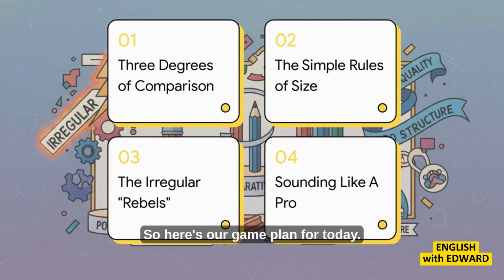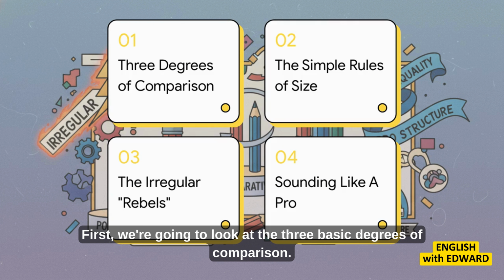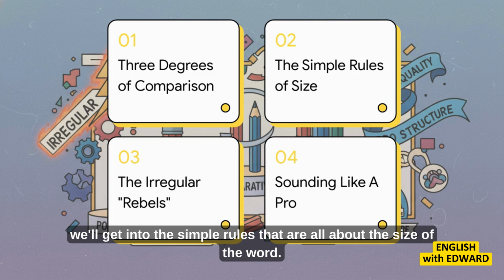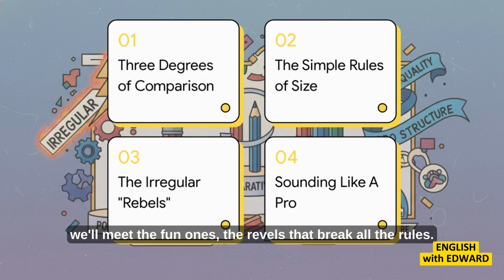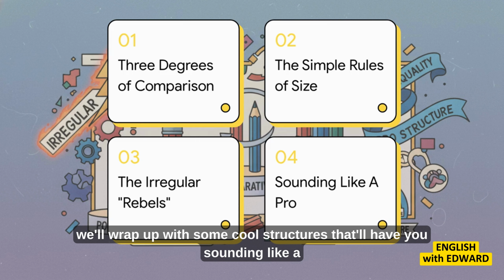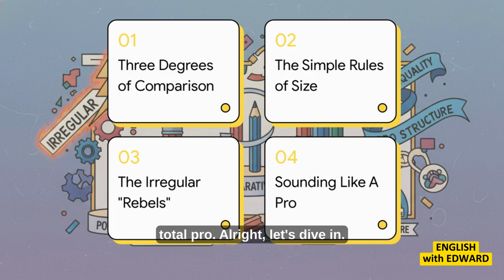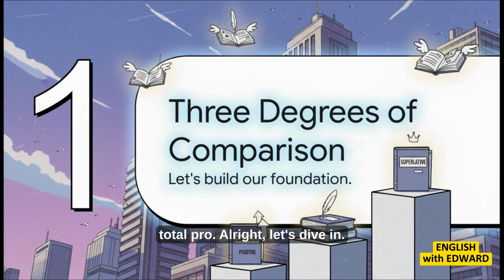So here's our game plan for today. First, we're going to look at the 3 basic degrees of comparison. Then, we'll get into the simple rules that are all about the size of the word. After that, we'll meet the fun ones, the rebels that break all the rules. And finally, we'll wrap up with some cool structures that'll have you sounding like a total pro. All right, let's dive in.